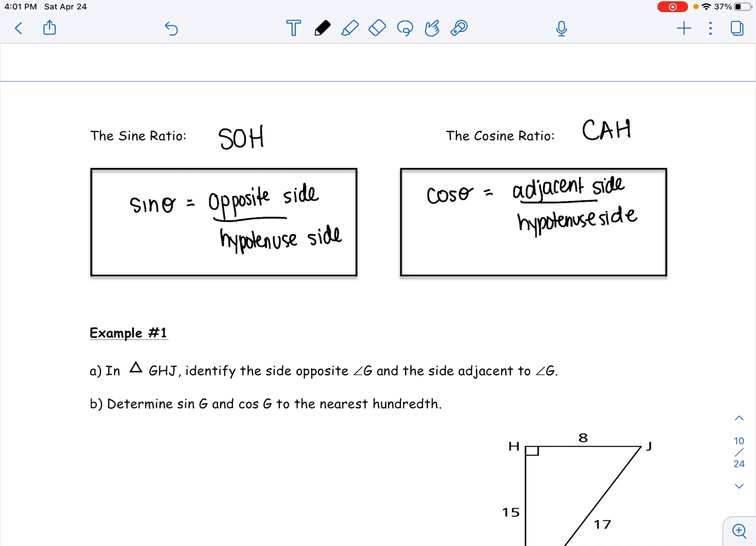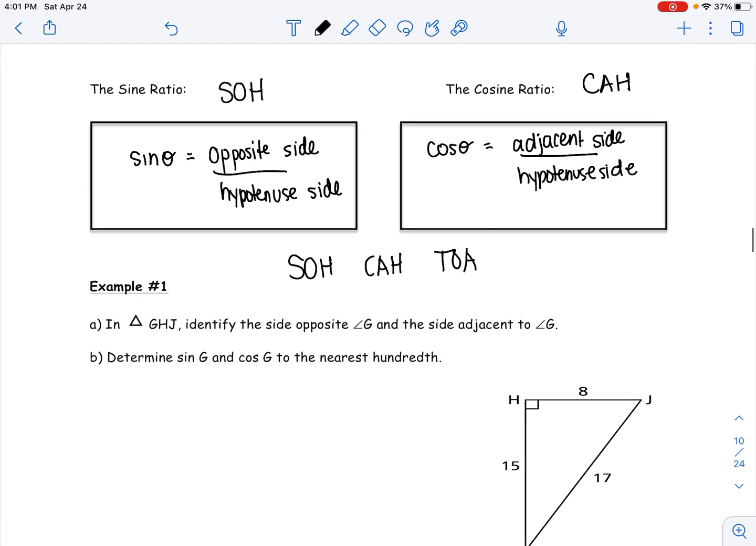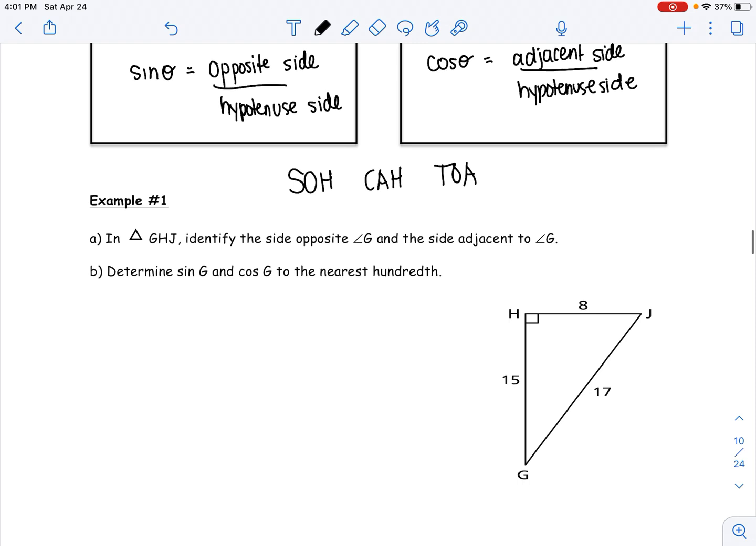So remember, SOH CAH TOA. Remember that. Sine is always the opposite over hypotenuse. Cos is always the adjacent divided by the hypotenuse. Tan is always the opposite over adjacent. If you remember SOH CAH TOA, it will help you remember these equations here.